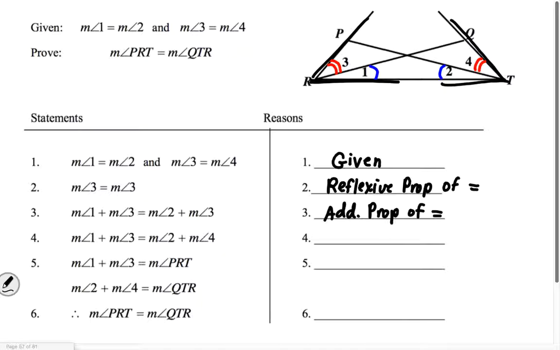So how about the next one? Measure of angle 1 plus measure of angle 3 equals measure of angle 2 plus measure of angle 4. So look at our two steps. Why can we do that? The substitution. Yeah, 3 and 4 were equal to each other. So we can replace 3 with 4 or 4 with 3. So since these two were the same right here, we have substitution.